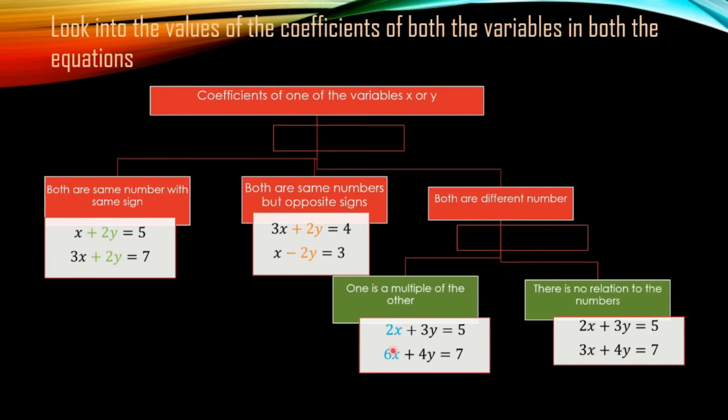One of the coefficients of one of the variables is a multiple of the other, which is, if I'm choosing x, the coefficient of x here is 6 and here is 2. 6 is a multiple of 2. So this comes under this category. I will choose to eliminate x in this particular example. The next category is that there is no relation between any of the coefficients. So if you check the x terms 2, 1, 3, there is no relation. If you check the y terms 3 and 4, there is no relation. In the earlier case, one of them had some relation, whereas in this case there is no such relation at all. So we will be solving all these 4 types of equations in the next few minutes.